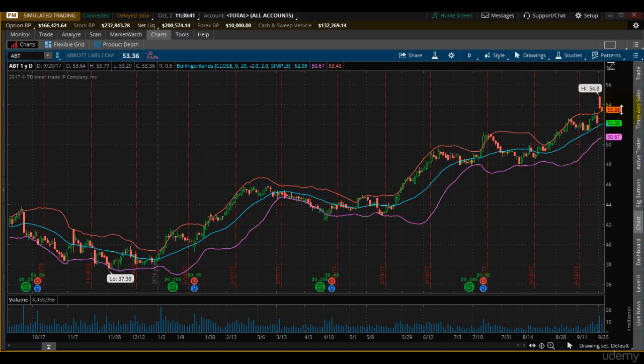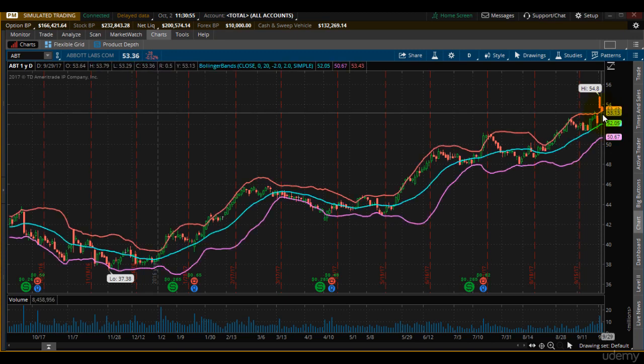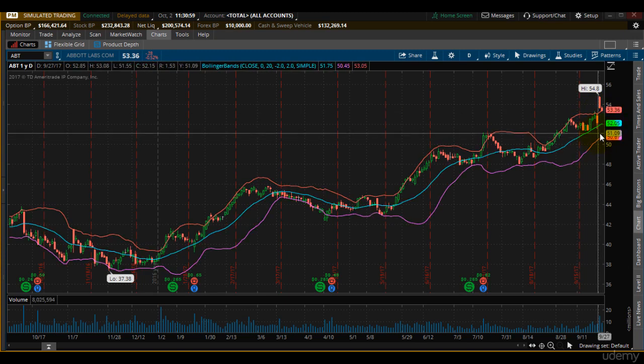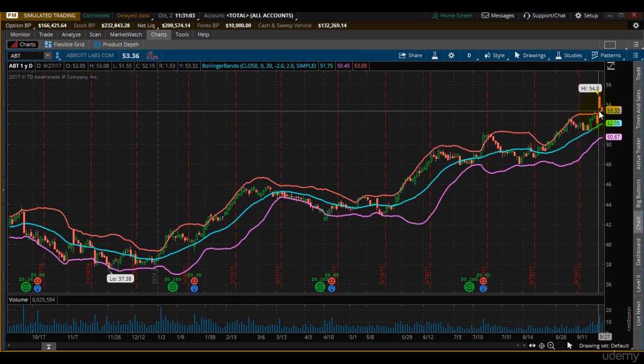Now the last trade is 53.36, and the middle Bollinger Band is 52.05 and the lower is 50.67. So we will be trading 53 as the upper strike price, and around 51 as the lower strike price, as it is near the lower Bollinger Band, and 53 is near the upper Bollinger Band.